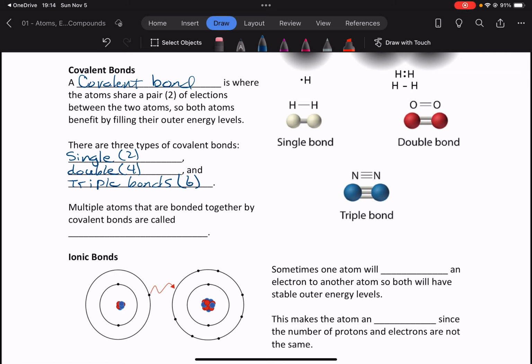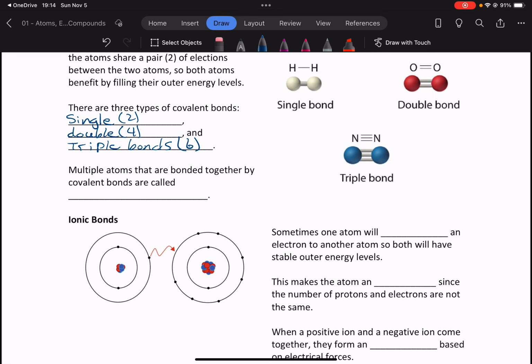When we have a bunch of atoms that are together by covalent bonds, they're called molecules. So a molecule is everything with covalent bonds.